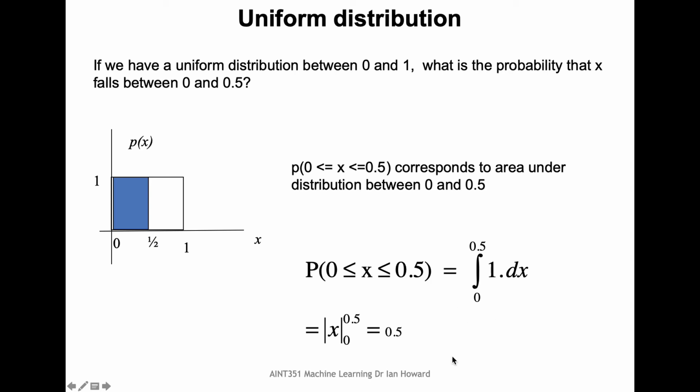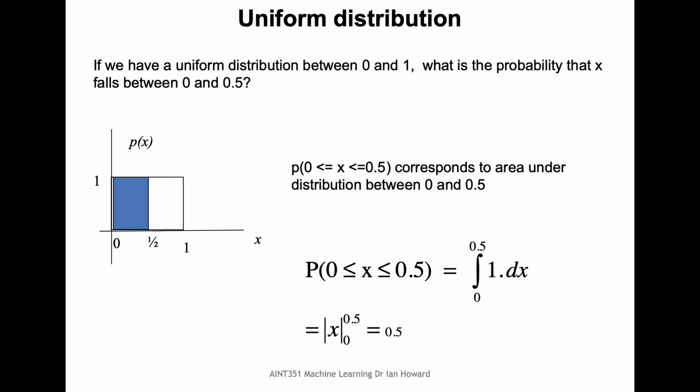So we integrate 1 dx, because the value of p(x) is 1, between 0 and 0.5. 1 goes to x, and then we evaluate it between the limits of 0 and 0.5, and we see that we end up with 0.5.